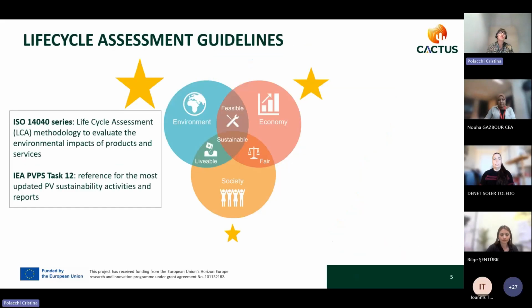So there are already a lot of life cycle assessment guidelines and standards available. You see that the size of the star is proportional to the level of standardization of the guidelines and of the methodologies that are available. I would say that the environmental one is one of the most standardized topics. We have the ISO 14040 series of standards that provides a really good guideline for this. And for the PV sector in particular, the International Energy Agency Task 12 is one of the most used guidelines and references to perform this activity.